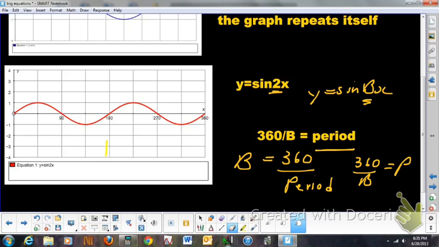So if you know what the period is, if you know from the graph that it stops at 180, then 360 divided by 180 is equal to 2. That tells you what b is. So you can do the rearranging and actually find what b is, as long as you know where the graph completes itself and stops.